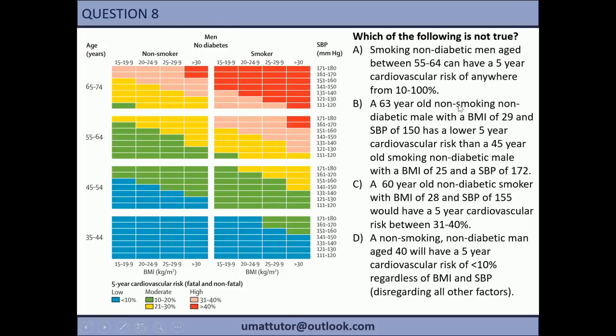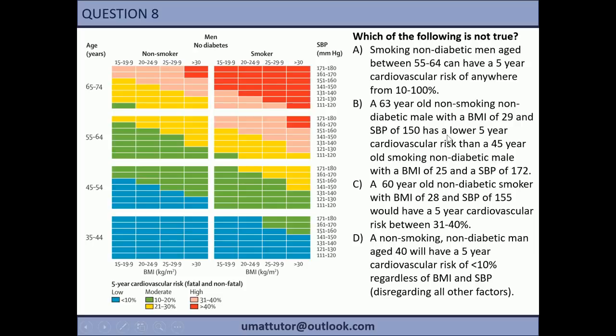If you look at the fact that he's a non-smoker, we're now looking just at the left-hand side. 63 years old, so we're looking just at this big square there. BMI 29, so just this column here, and blood pressure 150, so we're looking at this cell here. So we're just referring to this particular cell. And as you can see from the key, that green color corresponds to a 10 to 20% risk.